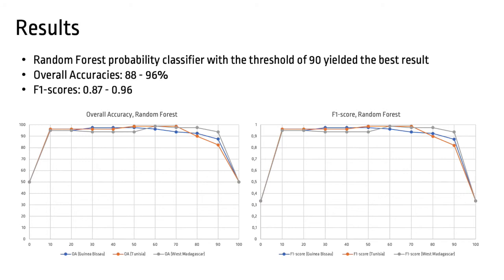Random forest probability classifier with a threshold of 90 yielded the best result, qualitatively and quantitatively. The qualitative assessments were performed visually to confirm that the turbid zones are not over or under predicted. The overall accuracy scores are 88%, 90%, and 96% for Guinea-Bissau, Tunisia, and Madagascar, and the F1 scores are 0.87, 0.9, and 0.96 for Guinea-Bissau, Tunisia, and Madagascar.